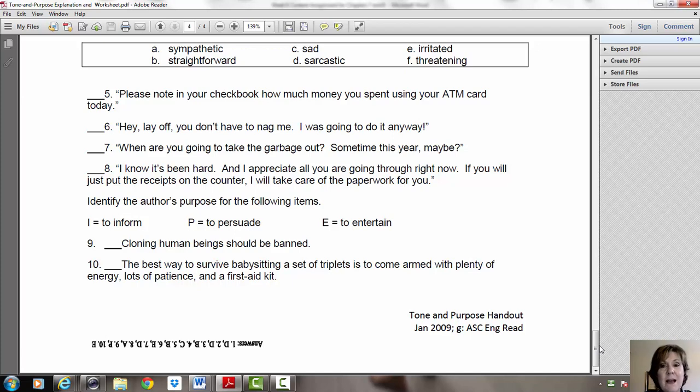So this is a very broad lesson on author's purpose and tone. I hope you understand the difference and will be able to determine what the tone and the purpose are in sentences and passages on your test and your final exam. Please don't hesitate to contact me with any questions that you may have.